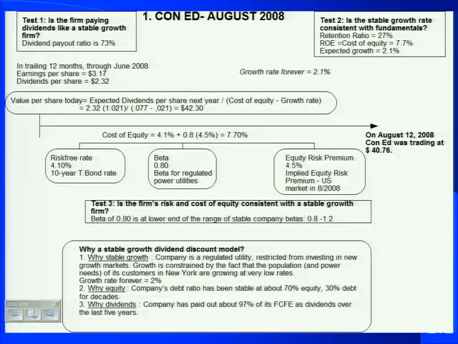Take 2.32, grow it out 1 year, expected dividends next year, divide by cost of equity minus the growth rate, gives me a value per share of $42.30. Stock was actually trading at 41. Pretty close, $40.76.